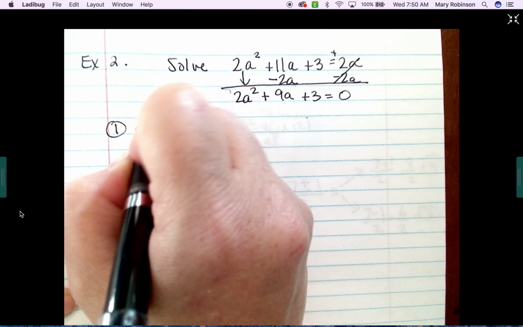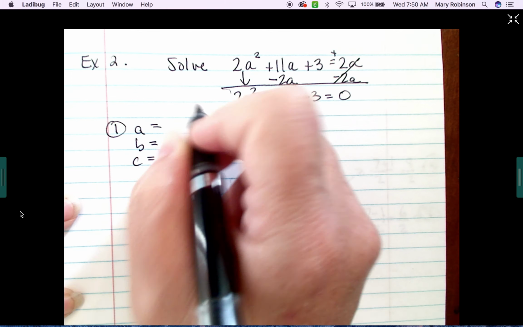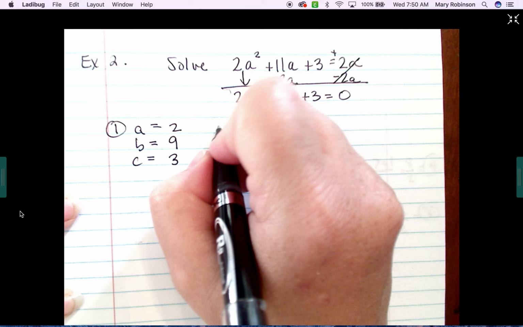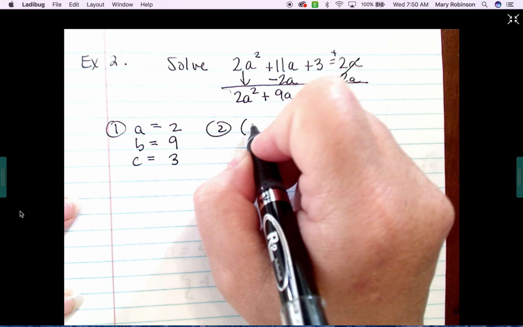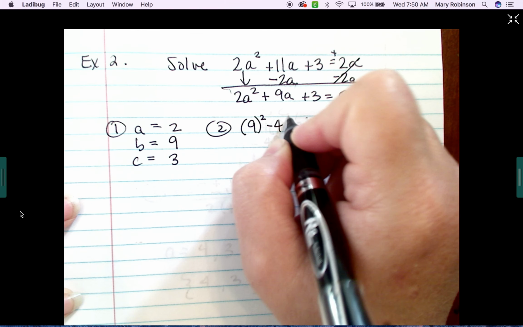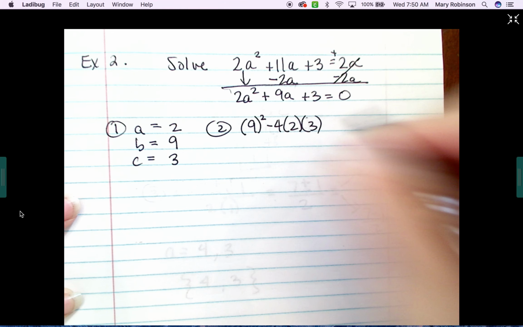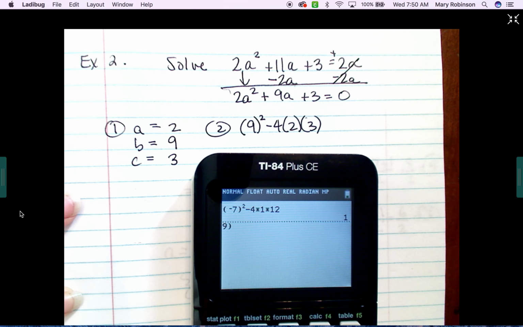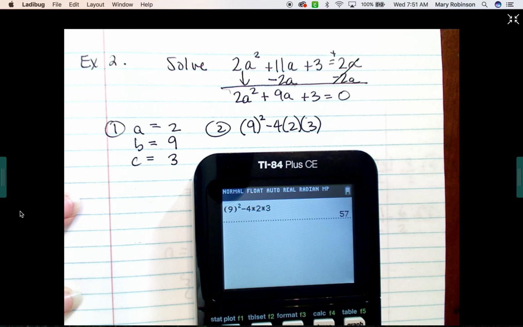So step 1, a is 2, b is 9, c is 3. Step 2, find your discriminant. 9 squared minus 4 times 2 times 3. Using my calculator. Remember, if you feel like I'm going too fast, please just hit pause. I do encourage you to try to do these problems without me after, especially this one. Try this one first and then see if we get the same answer.